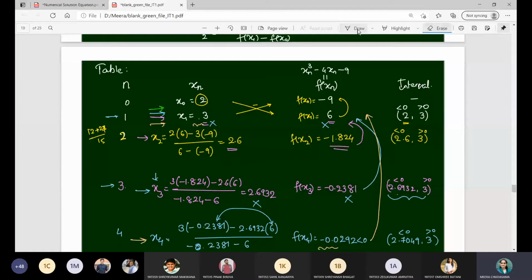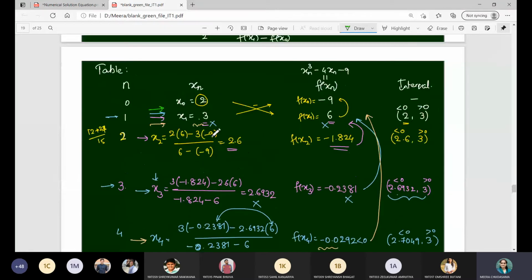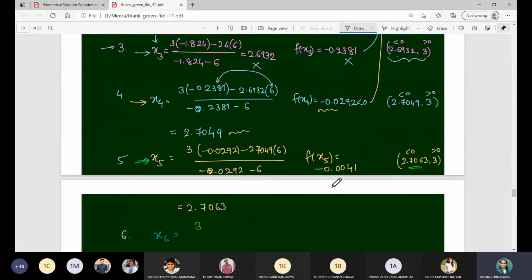2.7063 into the function value, oh sorry, this corresponds to 3. The value at 3 that comes in the cross multiplication is minus 0.0041 minus 2.7063, that is this value, into the function value at 3 which is 6. So 0.0041 minus 6 will be the new iterated value. What is it?